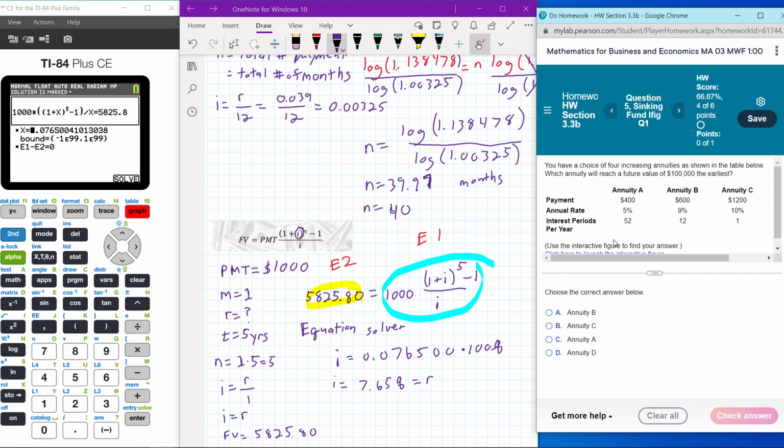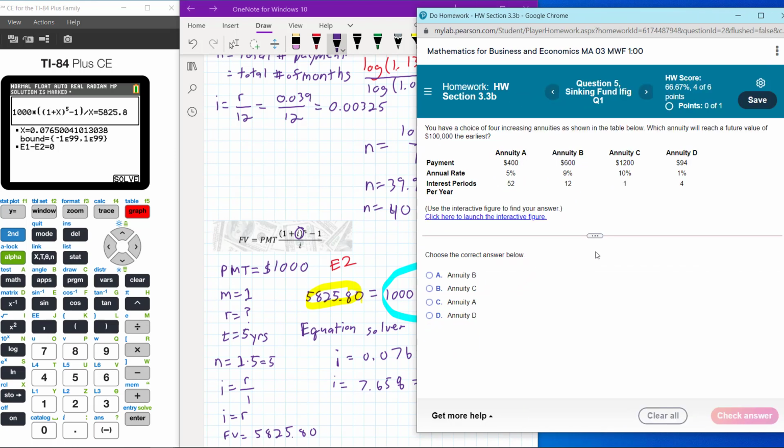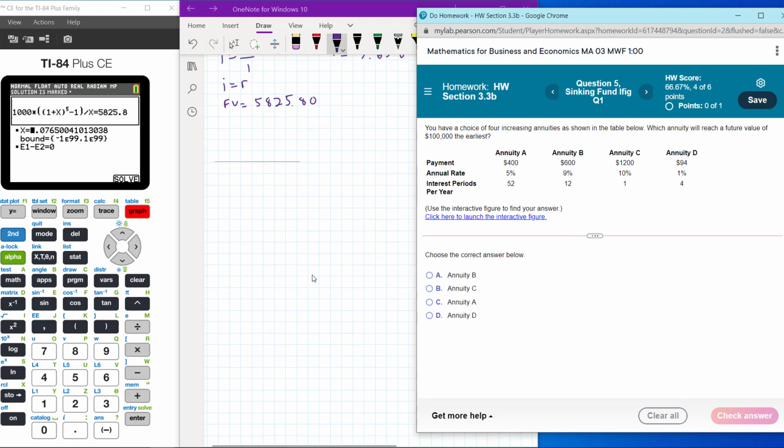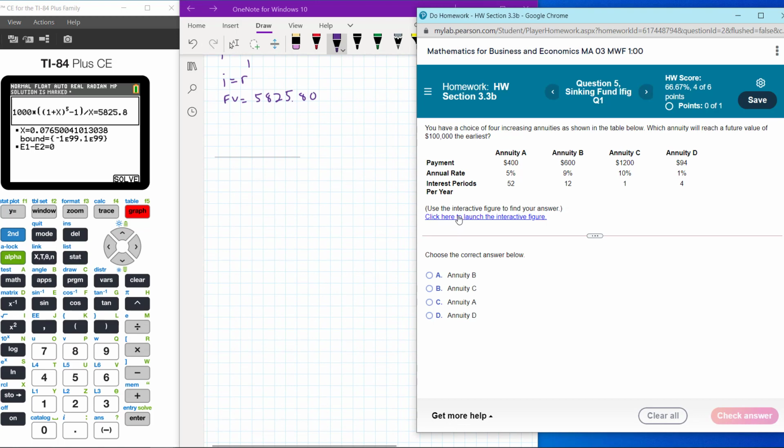Okay, we only have 2 problems left, and here is the next one. Now here we have a choice of 4 increasing annuities as shown in the table below, and we want to know which annuity is going to reach $10,000 at the earliest. And we have an interactive figure, so chances are we need to use this interactive figure to figure some stuff out. Okay, so let's go ahead and launch it.